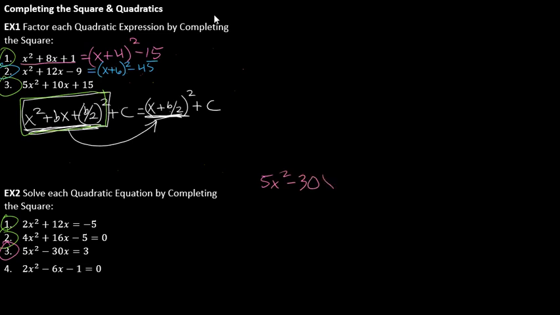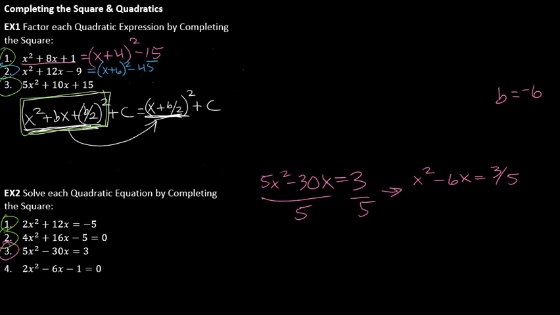5x squared minus 30x equals 3. Let's just complete the square. Actually, well, we can't because we have an a term, so we need to divide by 5 on both sides. So that's going to get us to x squared minus 6x equals 3/5. Now we can complete the square. B is equal to negative 6. That's important. It's not positive this time, which means b over 2 is equal to negative 3. And b over 2 all squared is still just positive 9, because negative 3 times negative 3 is still positive 9.